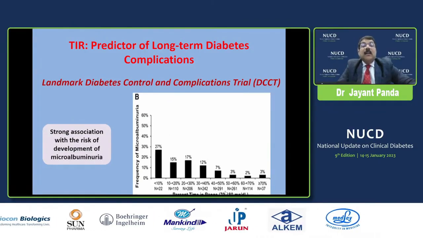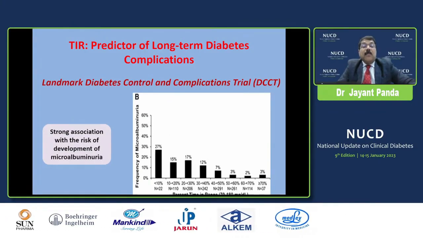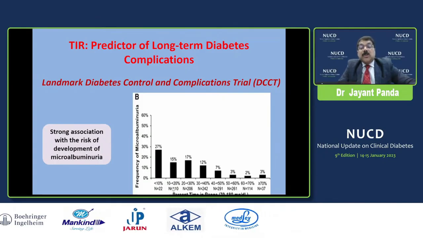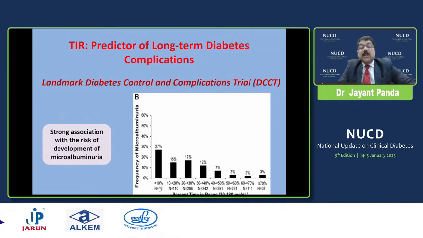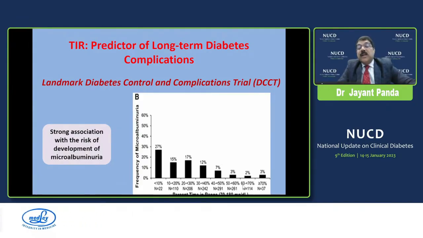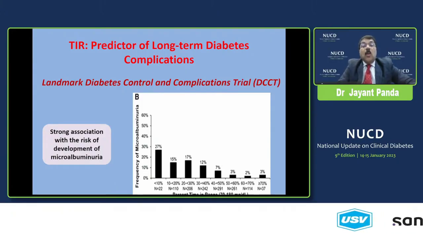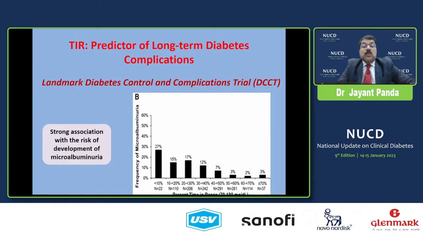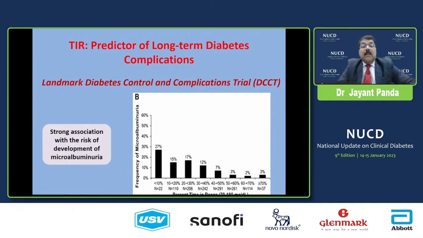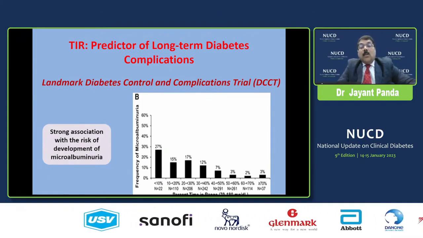And here is the strong association with risk of development of microalbuminuria. You see the percentage time in range from less than 10% to more than 70%, and the frequency of microalbuminuria from 27% to 3%; the percentage has come down. So the summary is: the more the time in range, or the more time the person is within good control, the better the chances that microvascular complications like retinopathy and microalbuminuria will come down.